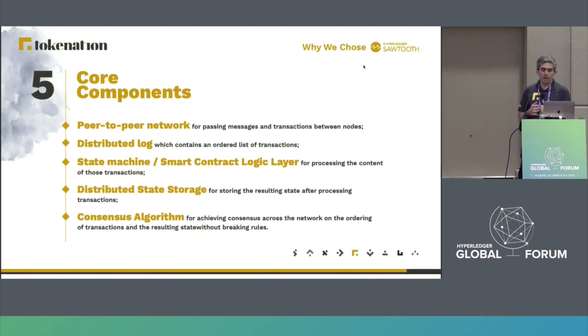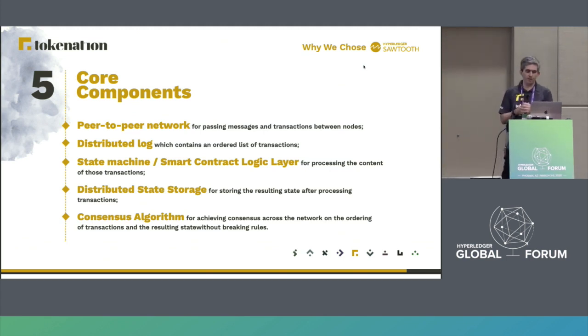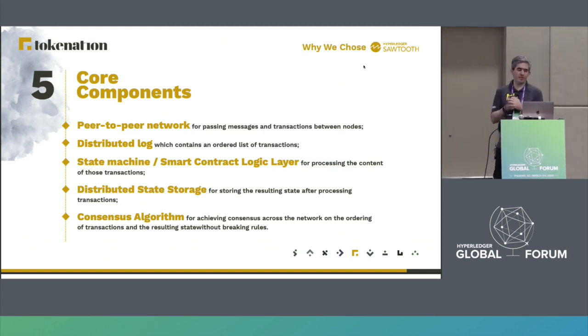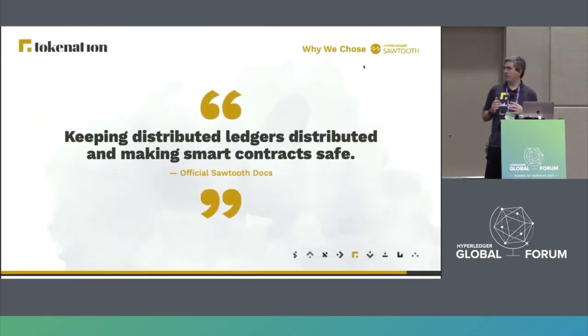So, being here at the Hyperledger Forum, most of you probably know the key features behind Sawtooth. I'm listing them here just for reference: it's a peer-to-peer network, it has a distributed lock, the separation of layers I mentioned before, and so on. But mainly, the Sawtooth docs have this sentence, which I think sums it up in a nutshell: it intends to keep distributed ledgers distributed and make smart contracts safe.